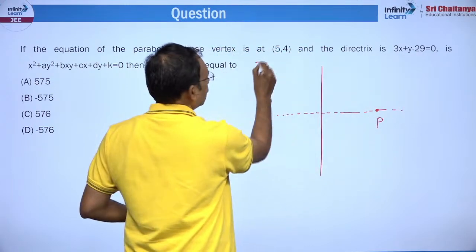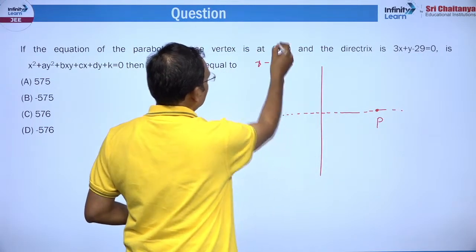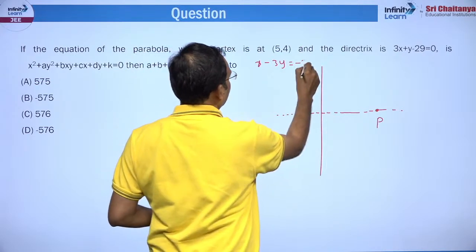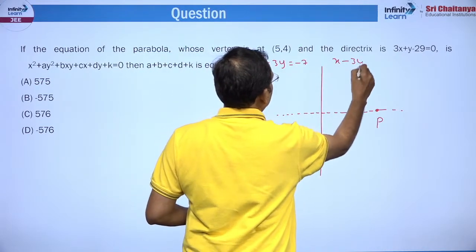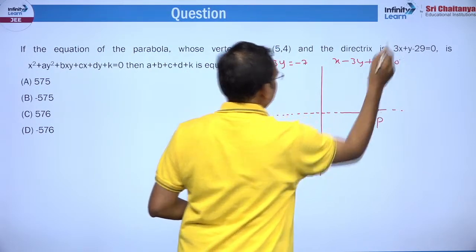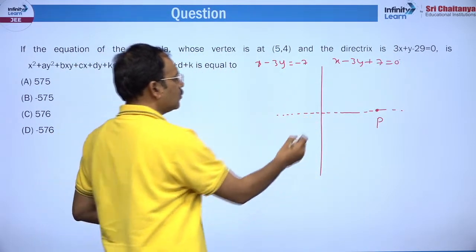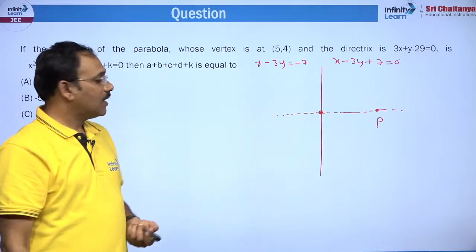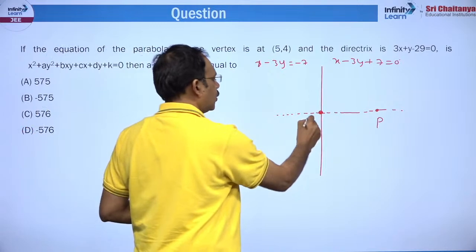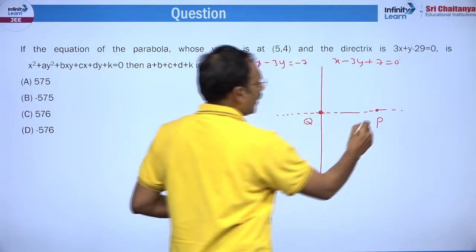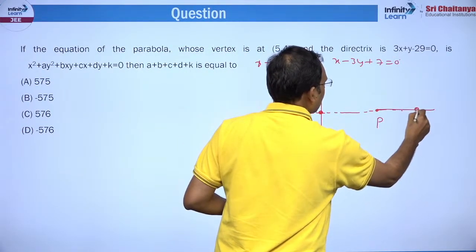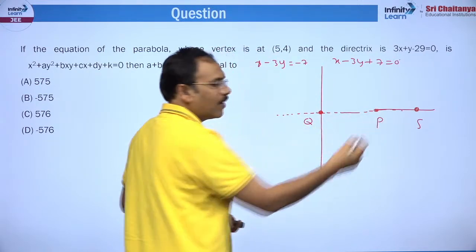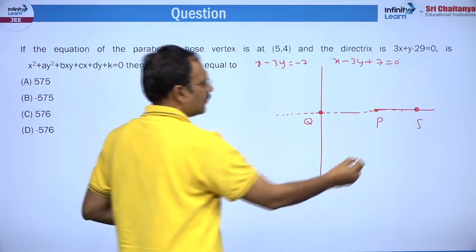For example, this is x minus 3y, substitute this point 5, 4: 5 minus 12 is minus 7, so that is x minus 3y plus 7 equal to 0. So, solve these two, you will get this particular point, my dear friends. Okay. Now, suppose you got this point Q. Now, you can find the focus here, as P you know, Q you know, P is the midpoint of QS, right. You can find the focus.